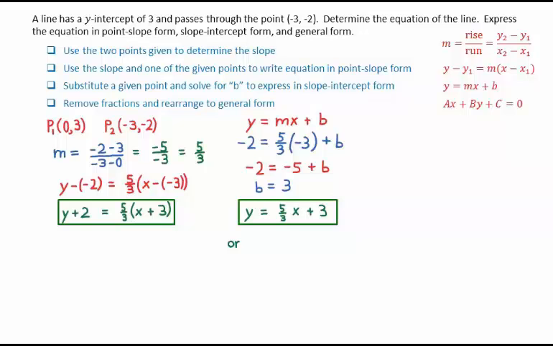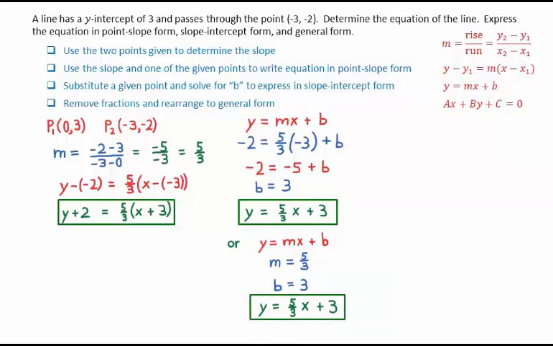Note that for slope-intercept form, we could have gotten the equation directly as we were given the y-intercept as one of our points. Again, using y equals mx plus b, m equals 5 over 3, and b, the given y-intercept, equals 3. Substituting these in, again, we get y equals 5 over 3x plus 3 as the equation in slope-intercept form.